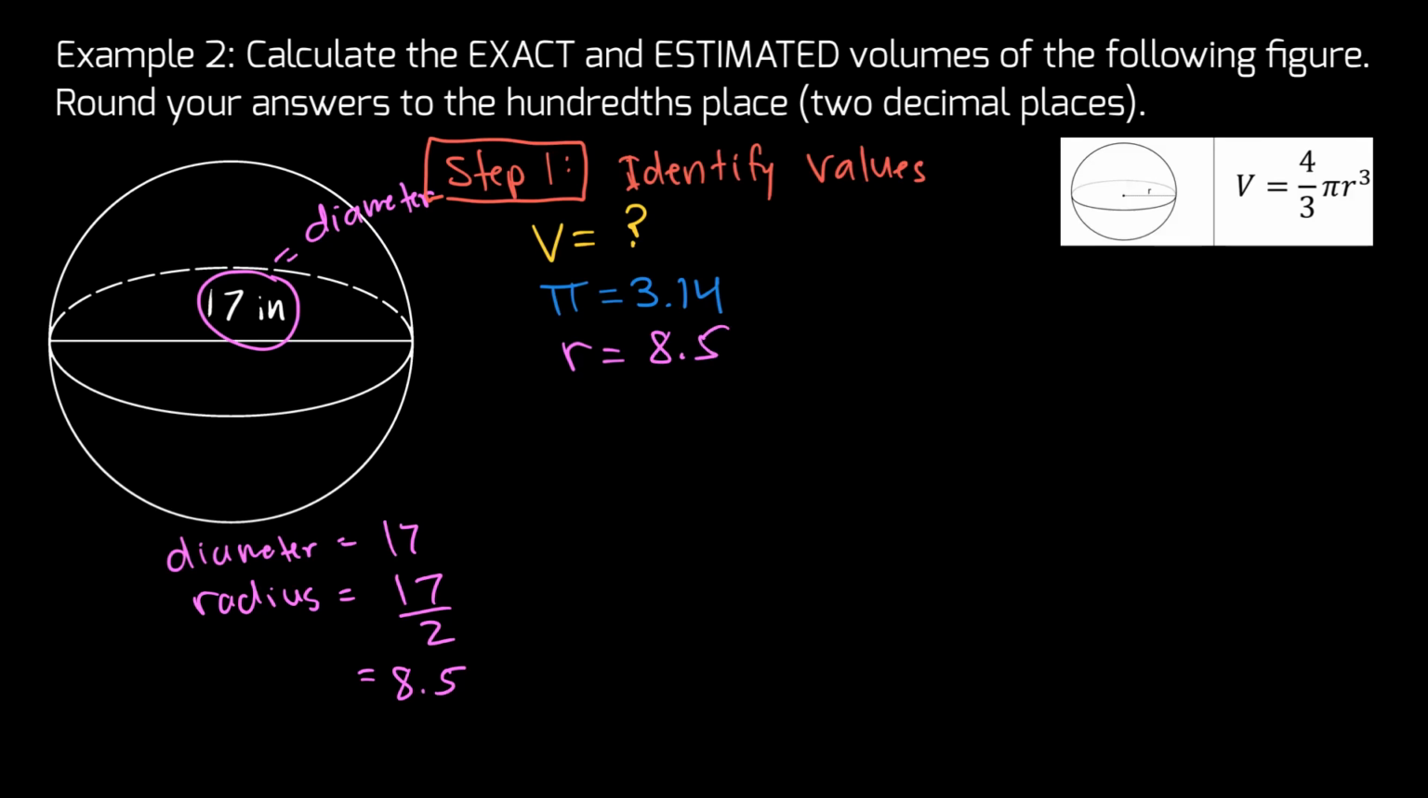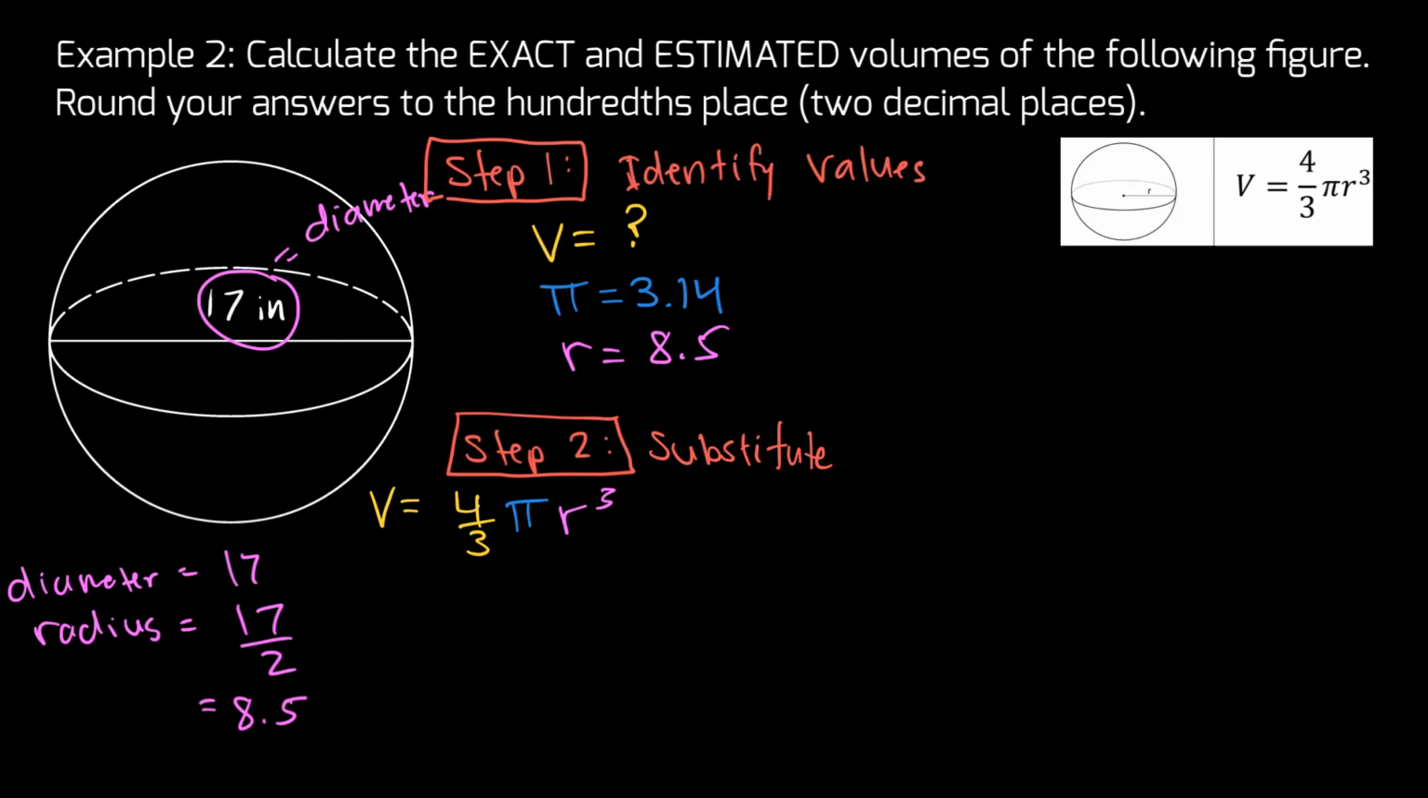After that, we get on to step 2, which is to substitute. But I don't want to replace pi because I want the exact value. So V is just going to be V, 4/3 is just going to be 4/3, and pi is still going to stay pi because I want to find the exact value. Then R is going to change to 8.5. Then I bring down the exponent of 3.